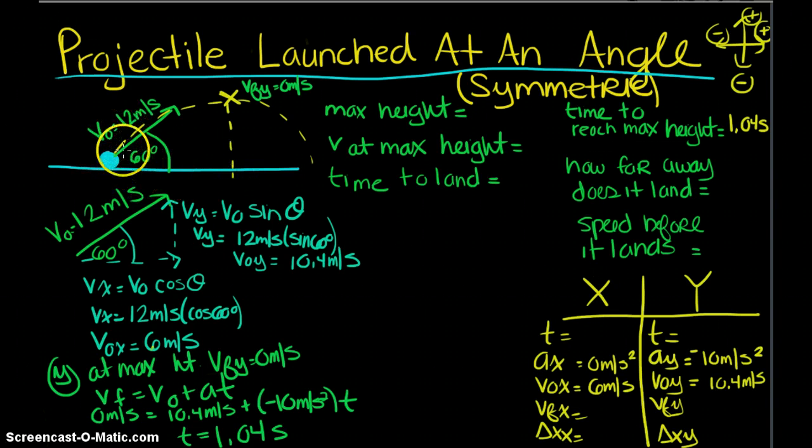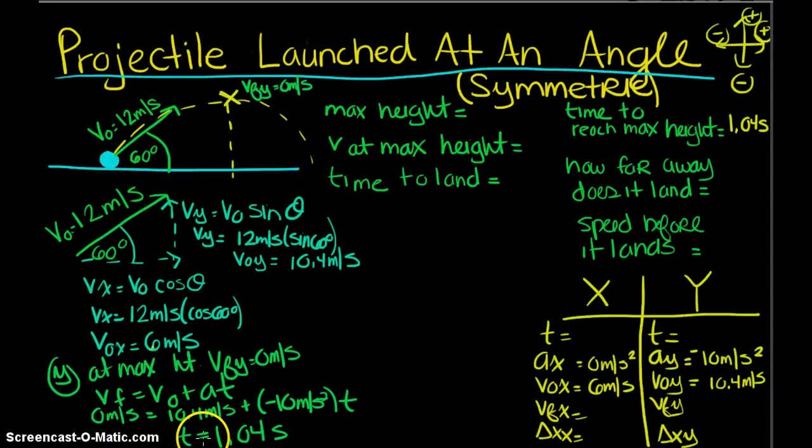Now, when we launched this projectile, we launched it from the ground, and it's going to be landing at the same height. So when we draw the path, we notice that this has a completely symmetrical path. Later on, we'll see problems where it's not always this simple. So we can use the physics that we already know to our advantage for this particular problem.